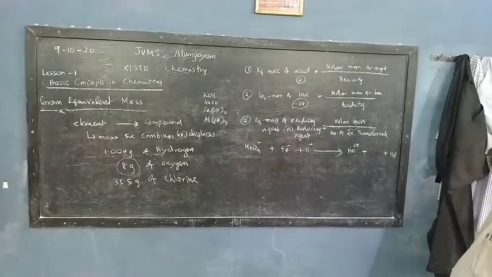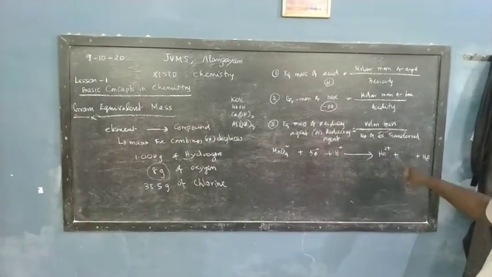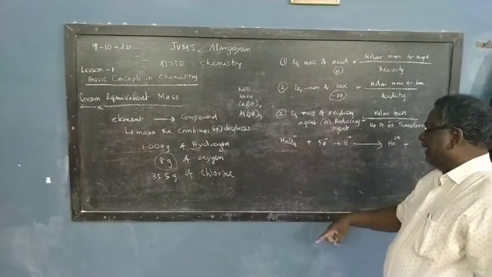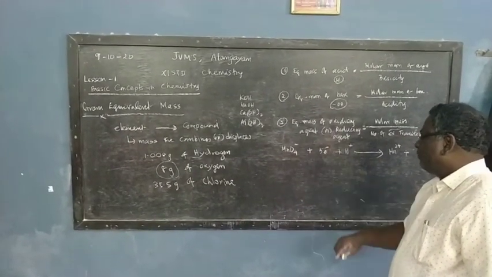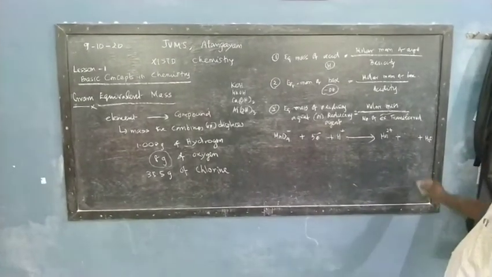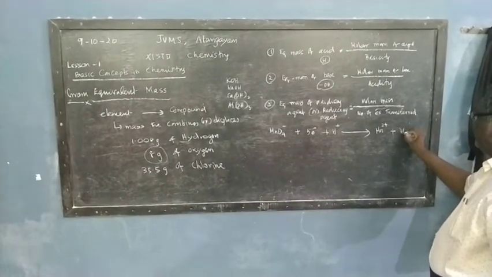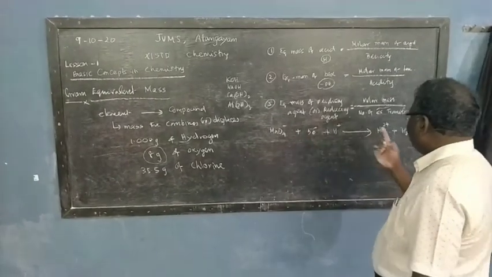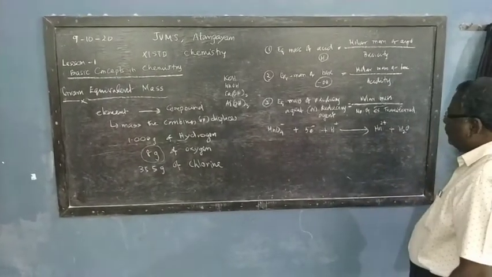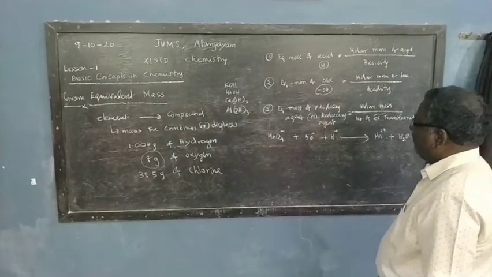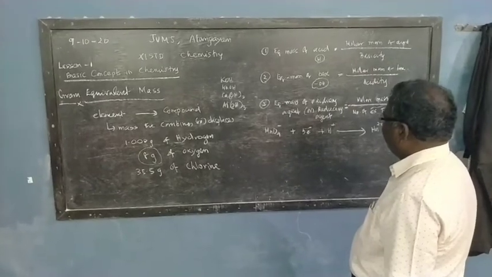Now, Mn2+. MnO4 minus takes 5 electrons, H plus is being used, and water is being produced. Here plus 7 is changing into plus 2. Therefore, how many electrons are taken? These 5 electrons are being taken, right?